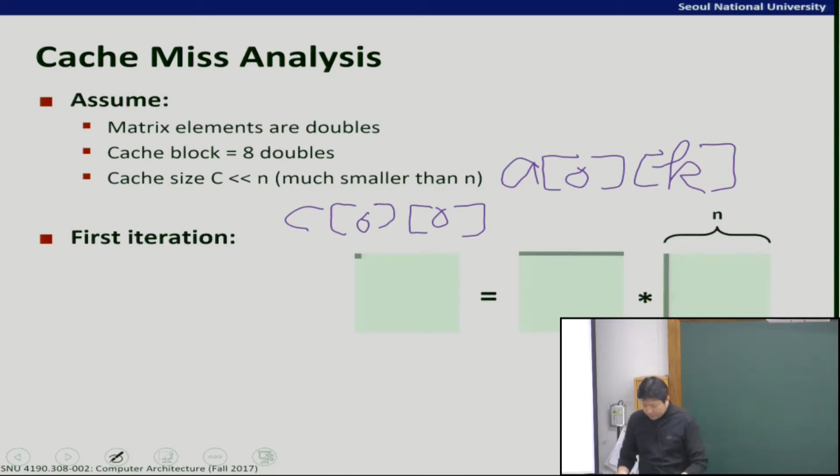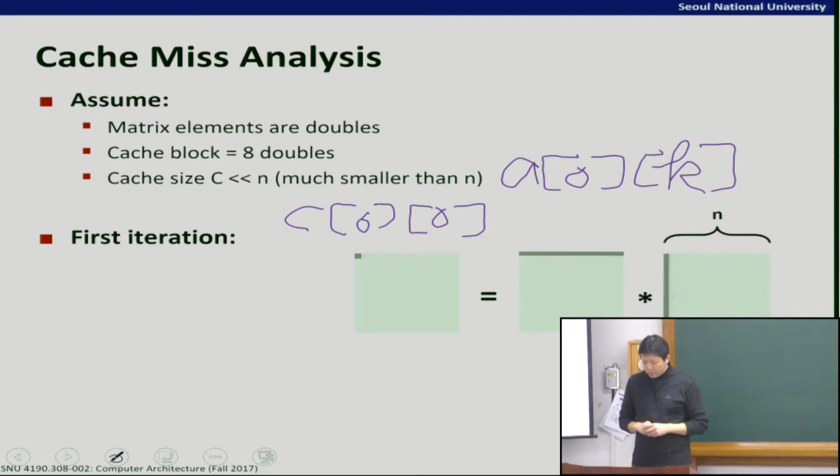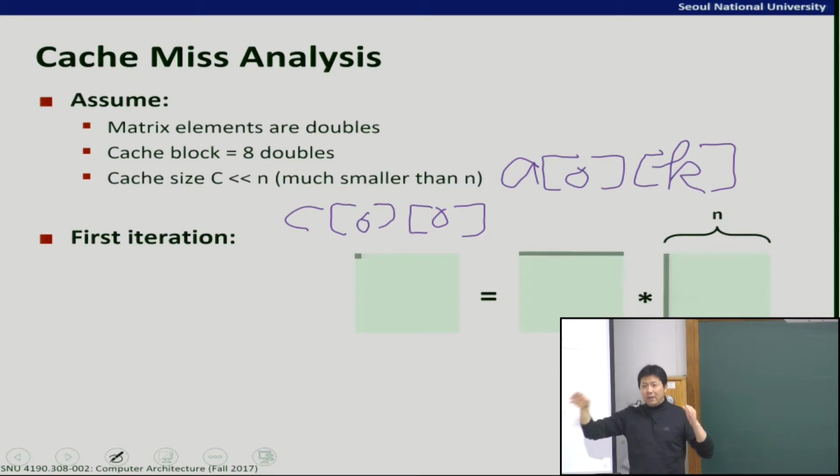So here are the assumptions. Matrix elements are doubles. Each element takes 8 bytes, because it's double precision floating point in the IEEE 754 standard. Cache block size is 8 doubles, so you can pack 8 doubles in a single cache block. We also assume the cache size is much smaller than the dimension of the array, right? Let's say we have a gigantic matrix, so that the cache is relatively much smaller compared to the size of the matrix.